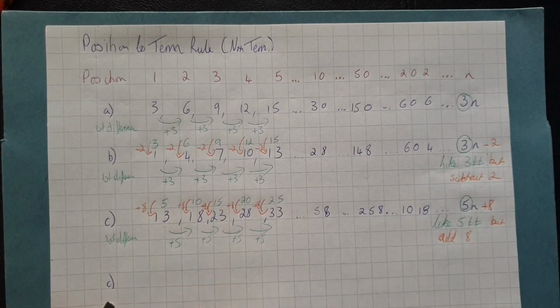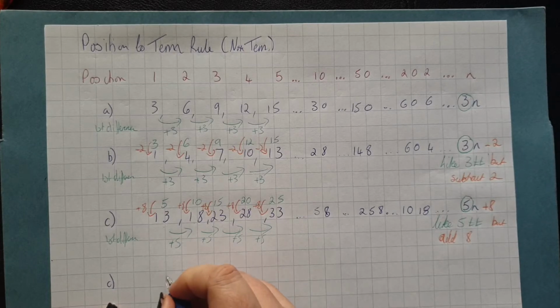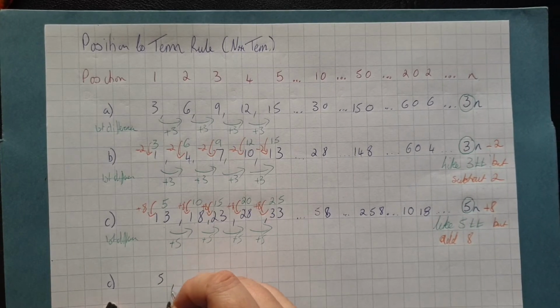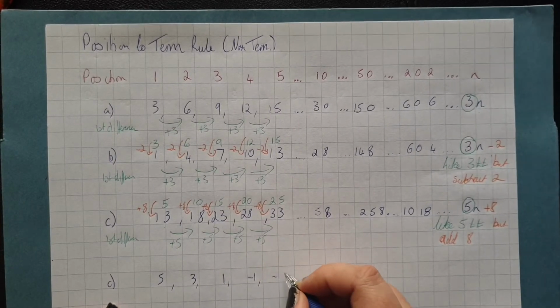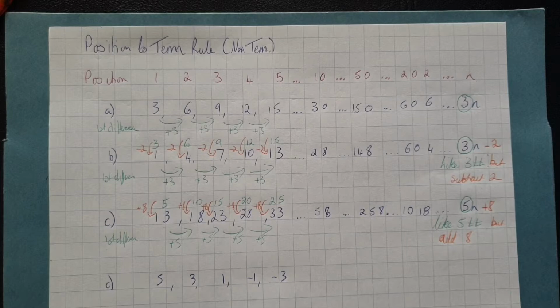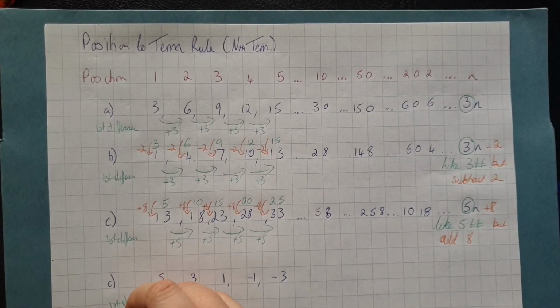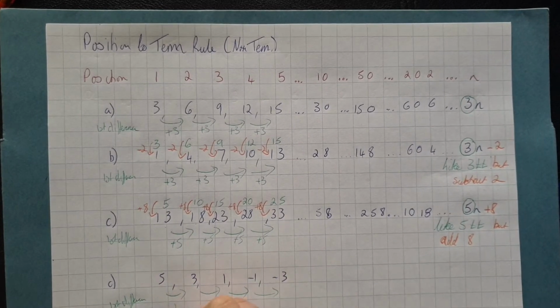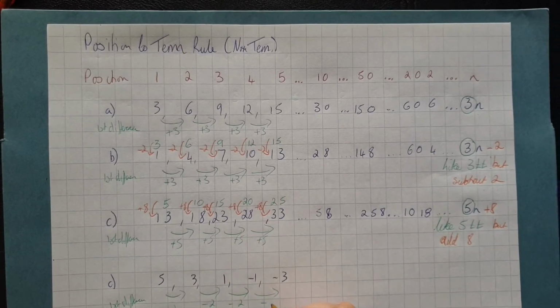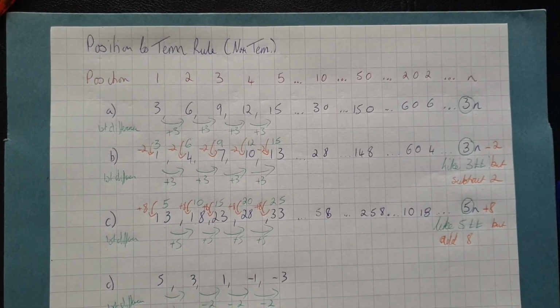Now these sequences don't only have to go up, they can also go down. We are still able to work it out. So let's try this one: 5, 3, 1, minus 1, minus 3. As always, we work out the first difference. So we know it's going to be like the minus 2 times table.